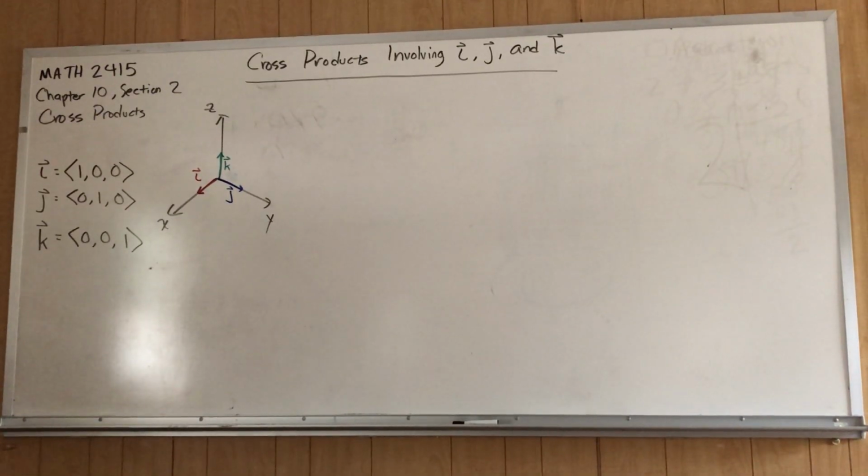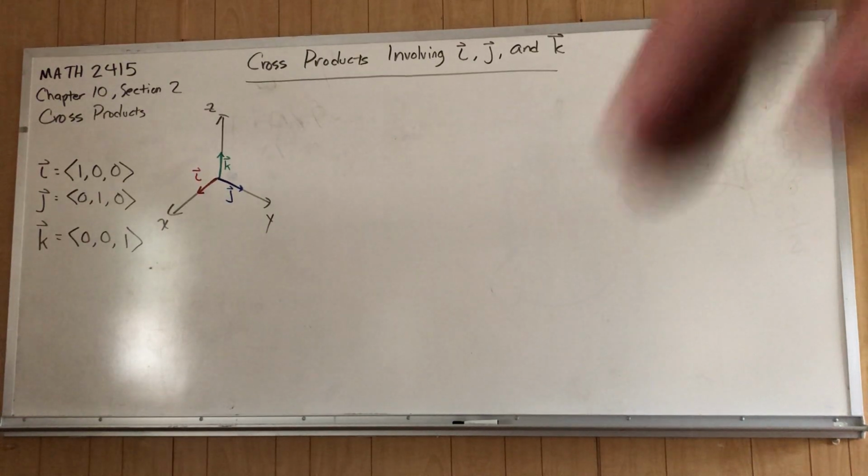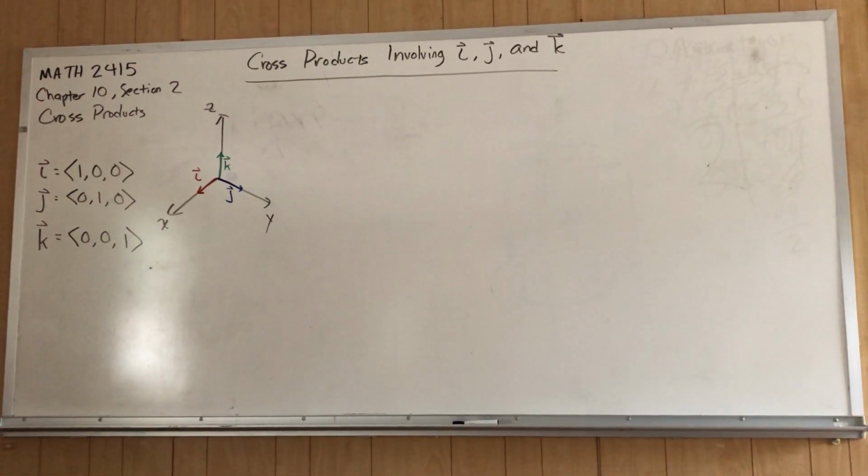Math 2415, Chapter 10, Section 2, Cross Products. Cross products involving i, j, and k.